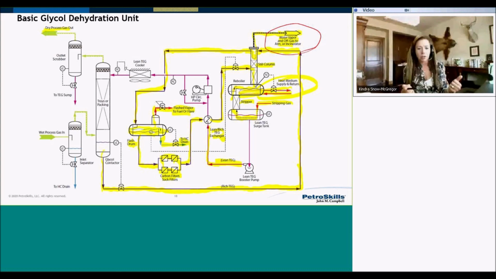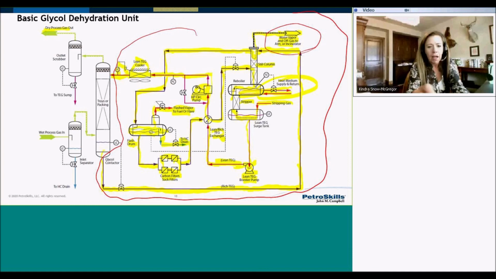And so from there, notice I have a lean TEG booster pump. I go into my high pressure pump, and then I go through a lean TEG cooler. Notice I am controlling the temperature. We'll talk about that here in a moment. But as far as this equipment here, this is all my regen equipment, all right? And so all of this occurs at high temperature and low pressure, okay?